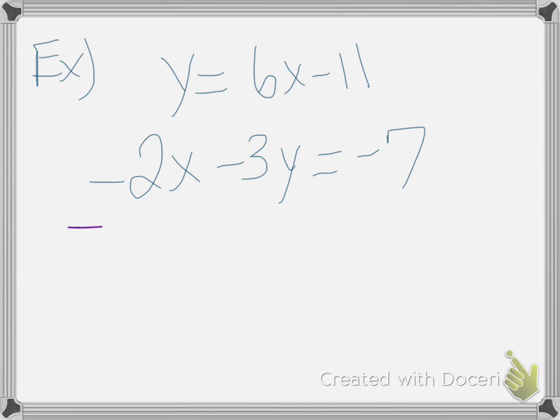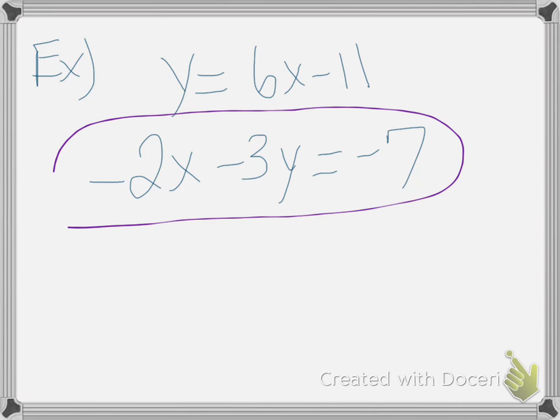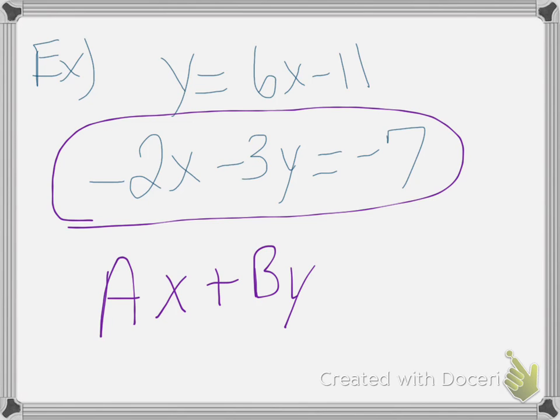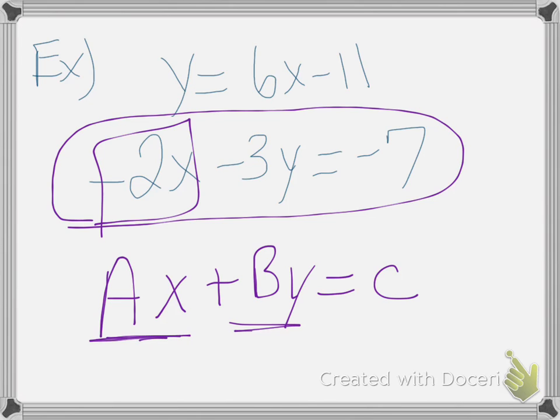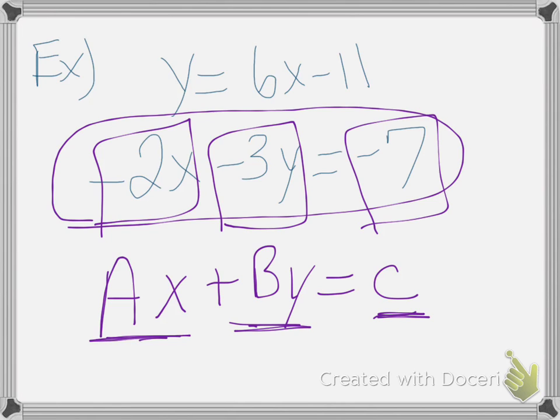Now, if you look at this equation, it's ready to go. It looks like ax plus by equals c. X has to be first, x is first. Then the y has to be second, the y is second. And then the number all by itself, and here it is. So that one's ready to go. It is this equation we have to fix. There's two ways. I'm going to show you both of them right now.